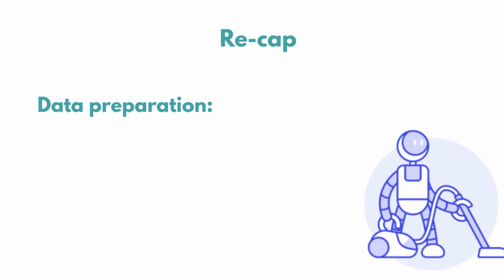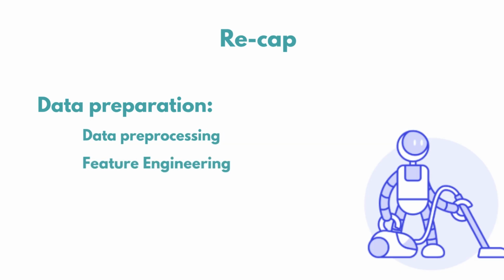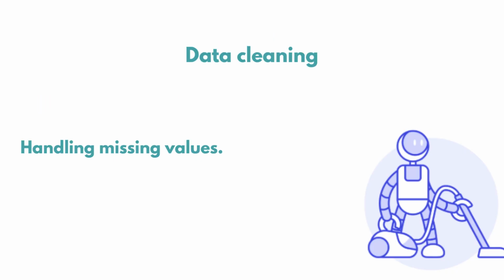Welcome back to our machine learning series. In the previous lecture, we looked at the bigger picture of data preparation and saw how it forms the foundation of every machine learning project. Under that, we learned there are two main steps: data preprocessing and feature engineering. Today, we're going to zoom in on the data preprocessing part, specifically on a very common and important task: handling missing values under data cleaning.